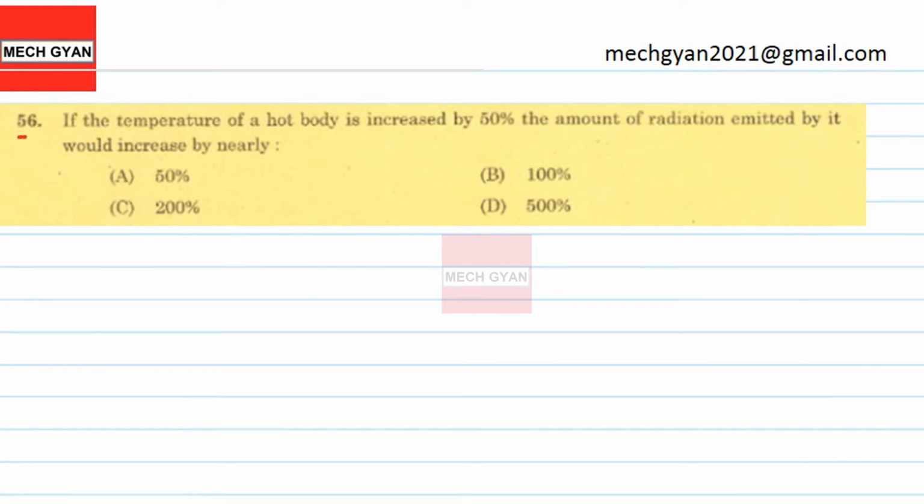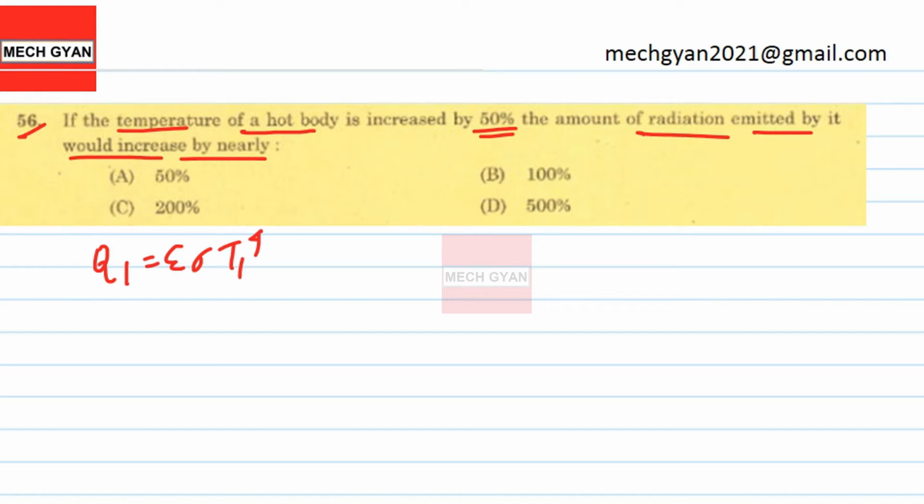So question number 56. If the temperature of a hot body is increased by 50%, the amount of radiation emitted by it would increase by nearly by. It is from radiative heat transfer, that is the application of Stefan-Boltzmann law. We have Q1 equal to epsilon sigma T1 to the power 4, where T1 is the temperature in Kelvin. Now they have told that the temperature of the hot body is increased by 50%.